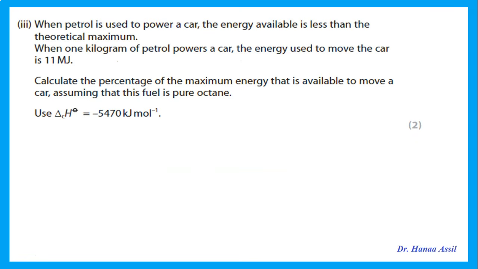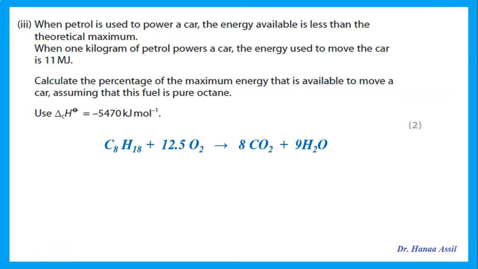When petrol is used to power a car, the energy available is less than the theoretical maximum. When 1 kilogram of petrol powers a car, the energy used to move the car is 11 megajoules. Calculate the percentage of maximum energy that's available to move a car, assuming that this fuel is octane and we have the delta H of combustion. What are we talking about here? We're saying if I have 1 kilogram of petrol, it gives 11 megajoules of energy.